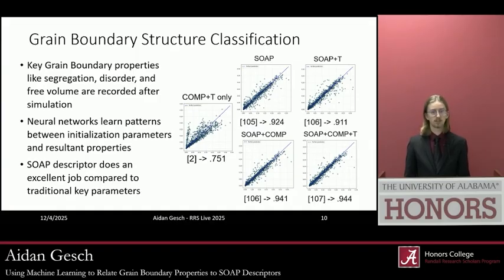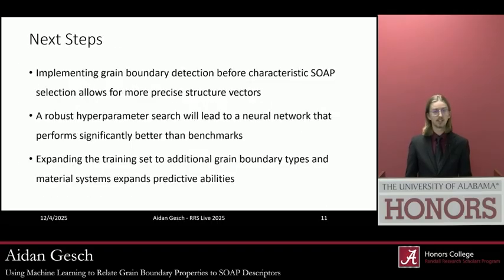Introducing the SOAP vector in addition to the traditional components results in the best performance. The next steps for my research are combining my methods and expanding them to more systems. Specifically, if we implement grain boundary detection before we choose a single characteristic SOAP vector of a structure, we get a very precise SOAP vector compared to the average SOAP vector across a whole structure.